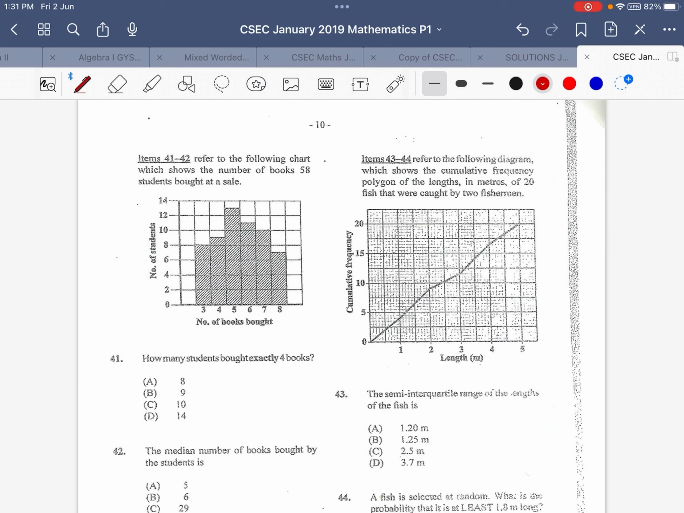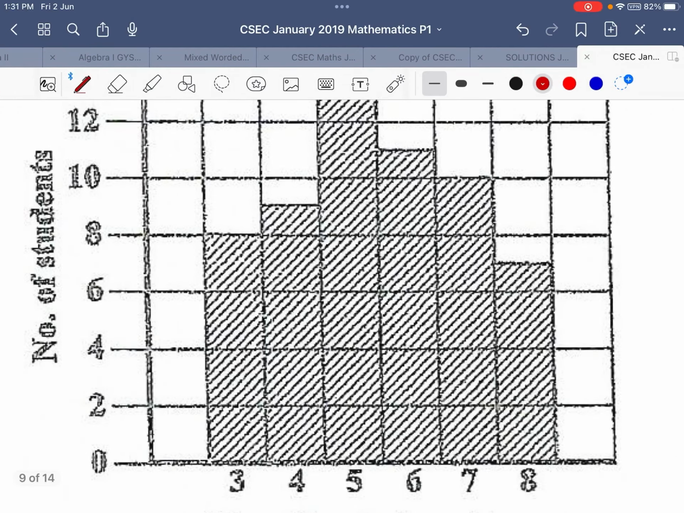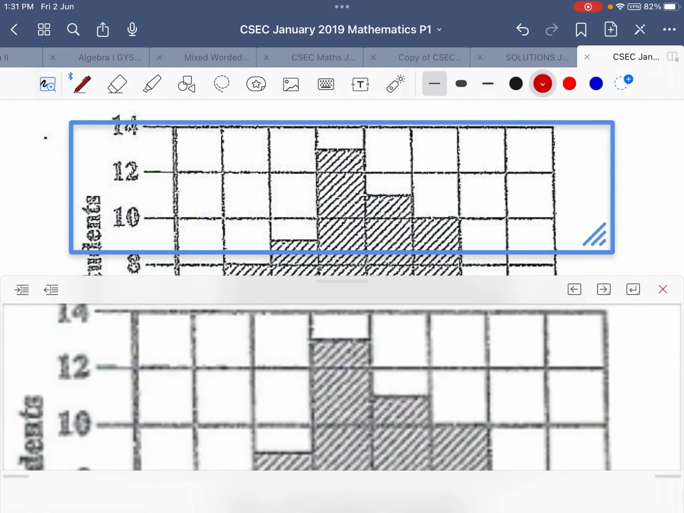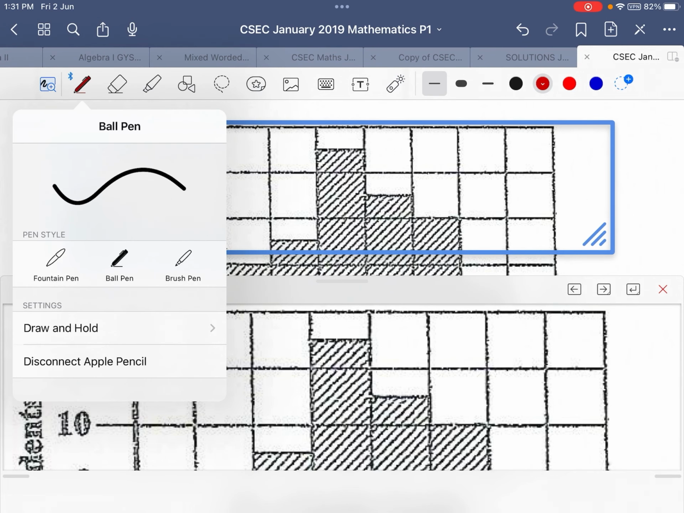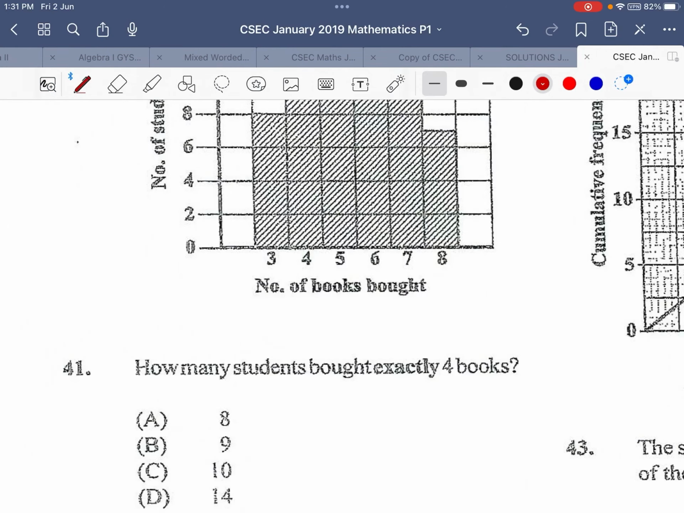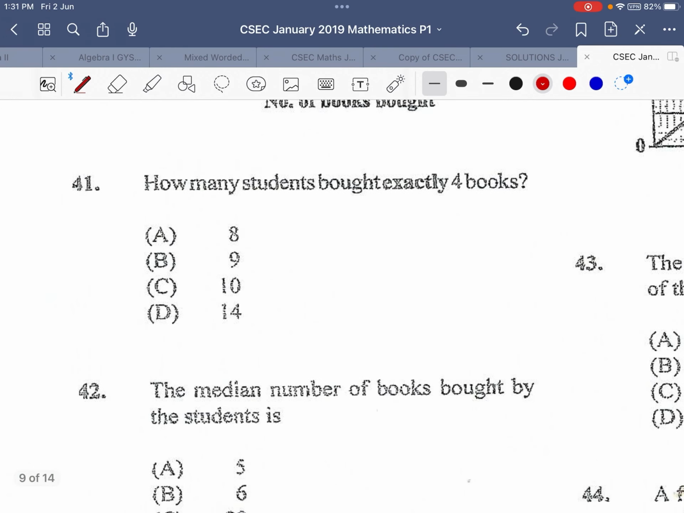Okay, so items 41 to 42 refer to the following chart, which shows the number of books 58 students bought at a sale. 41 asks how many students bought exactly 4 books. Looking at the graph, you can see for 4 books we have a cut in the middle. You can't have a piece of a student, but what you notice is it goes from 8 to 10. So in between would be the number 9. So 9 students bought exactly 4 books.